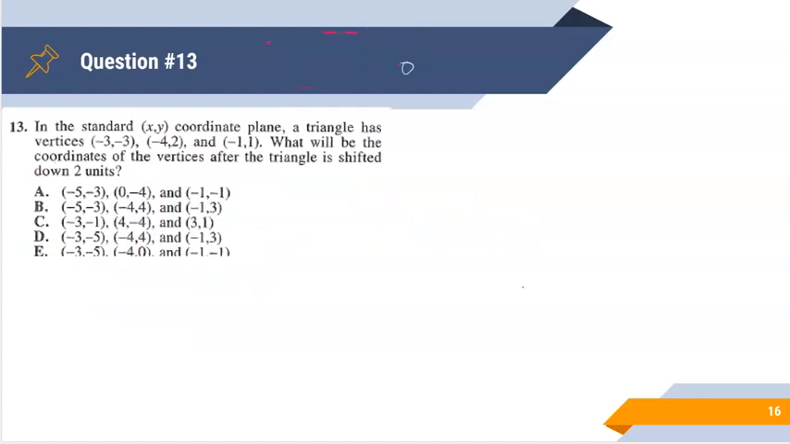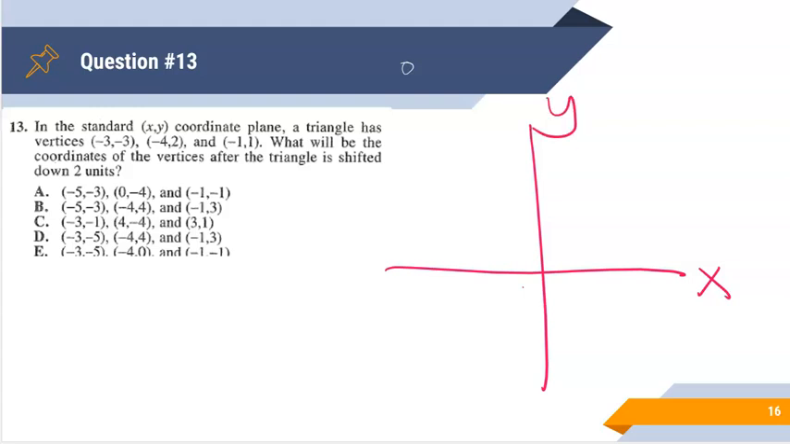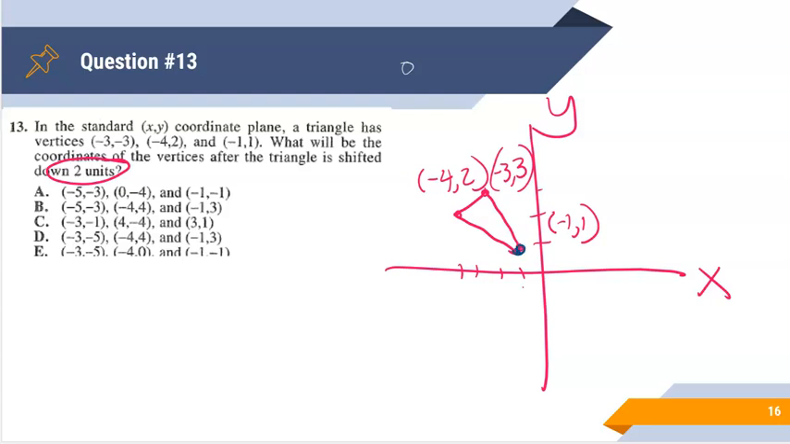Okay, question number 13, we're given some points. So what we should do is we should graph them out. And we're told the points are negative 1, 1, and negative 4, 2. And then negative 3, 3. So here's our points. And what we're doing is we're moving this graph down 2. So if I were to take this point and move it down 2, it would be here at -1, -1, which I can get rid of some choices that do not have that.